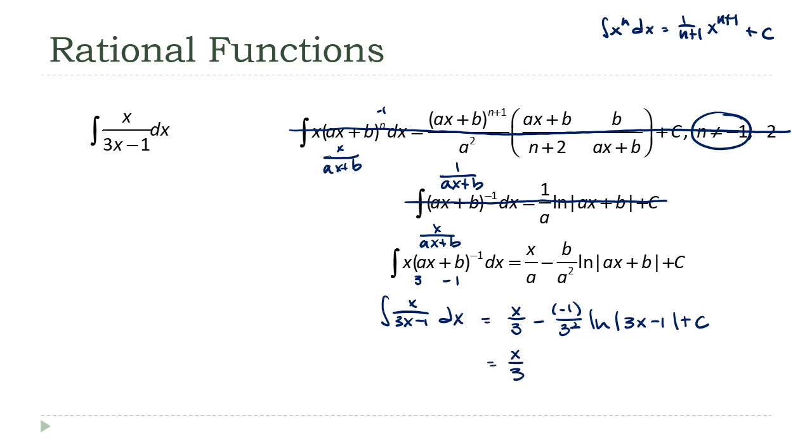This is x over 3 plus 1/9 log absolute value 3x minus 1 plus c. And there's my answer, right? Not too much trouble, right? Not too hard to do. And like I said, as we go along here in this chapter, we'll take another look at ones just like this and see where this formula comes from.